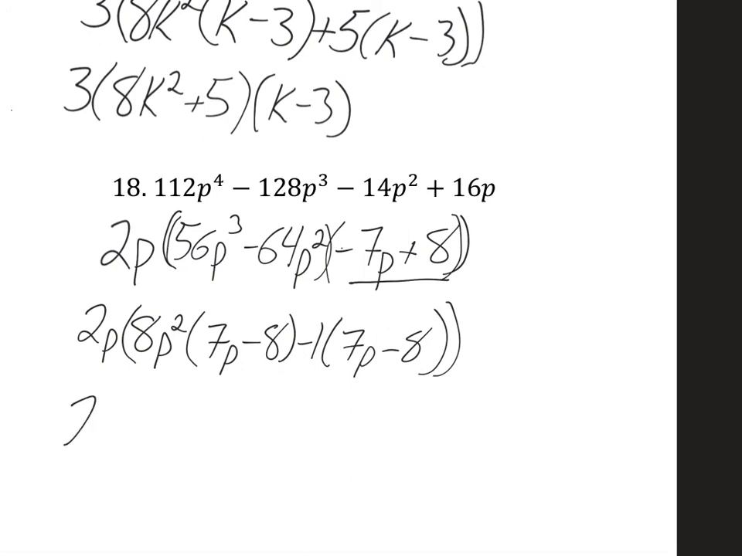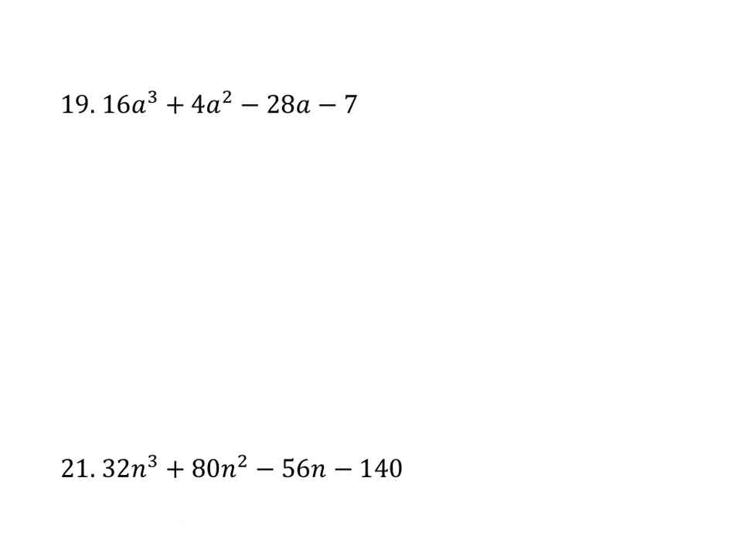So my final answer is going to be 2p, parenthesis, everything out in front. So 8p squared minus 1, and then whatever's in your parenthesis. Perfect. Okay, go ahead and try out the next one.